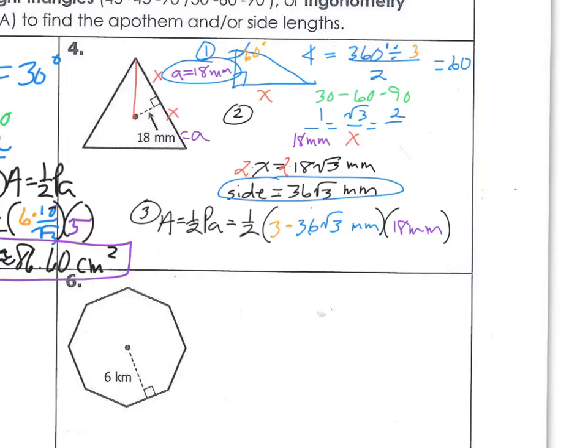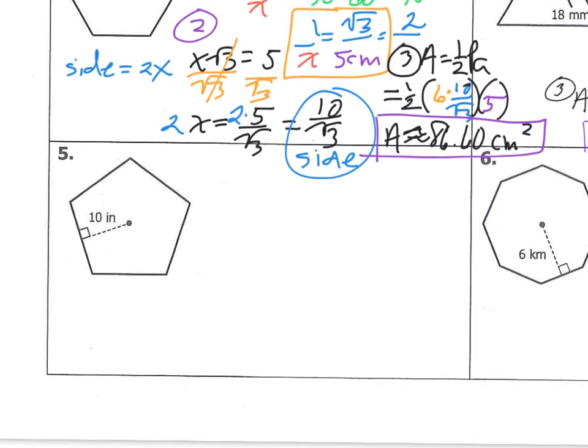Okay, so we get an answer of area is approximately, because we are estimating, 1,683.55 millimeters times millimeters is millimeters squared. Are we good? Any questions? Okay, so then let's move to number 5.